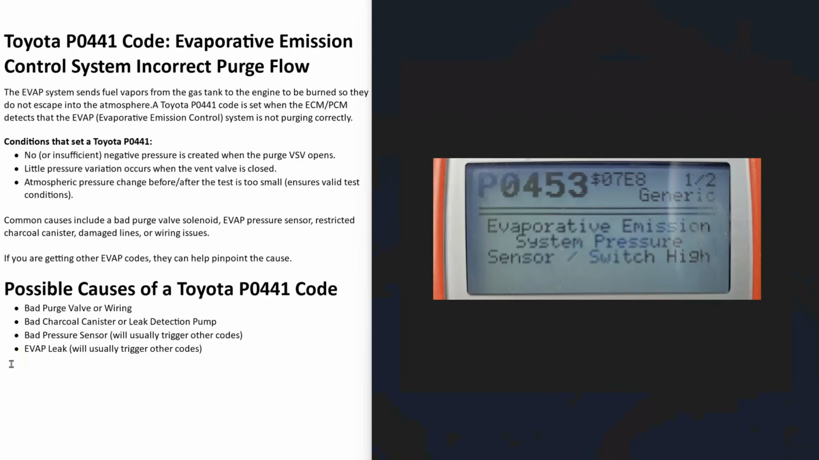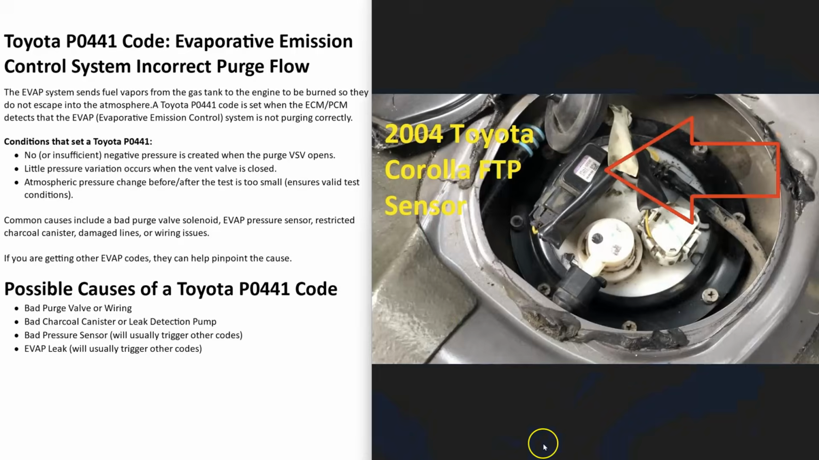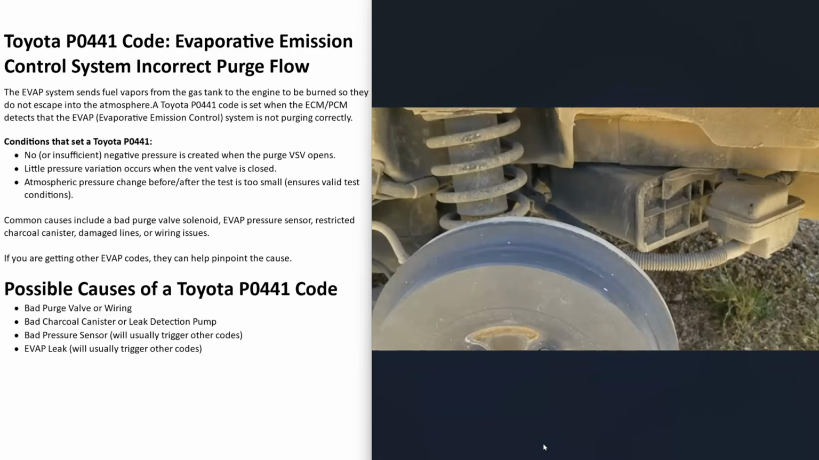And again, if that happens, usually you'll get another code. So for example, a P0453 Evaporative Emission System Pressure Sensor Switch High. If you were to also get this code, then there might be some kind of issue going on with that pressure sensor or the wiring going to it. But the next thing that could cause this is a bad pressure sensor. And the next thing on the list is going to be that there's a leak inside the Evap system somewhere.